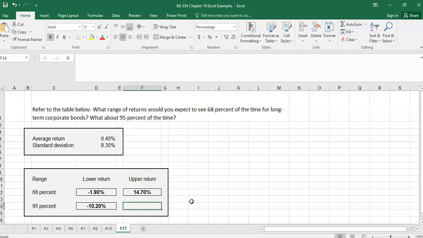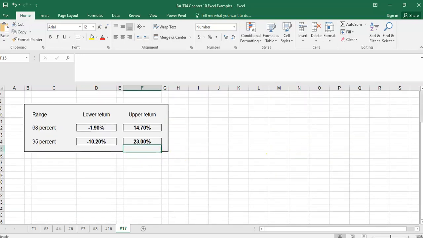You remember statistics class and the chapter 10 textbook content and lecture content. And then 95% of the time, we are 2 standard deviations out. So we take the standard deviation times 2 to get the ranges for the 95% of the time. And those are all of the examples from chapter 10.